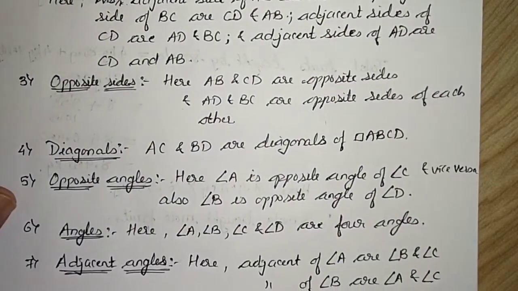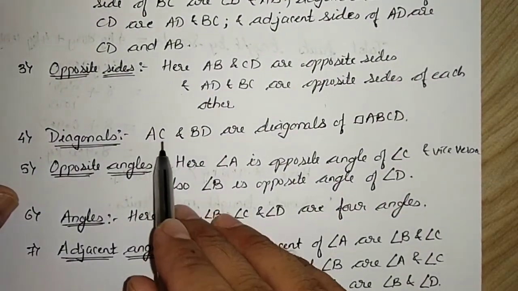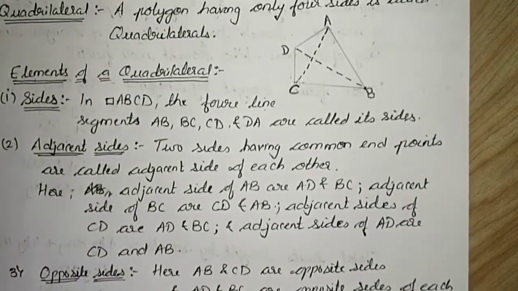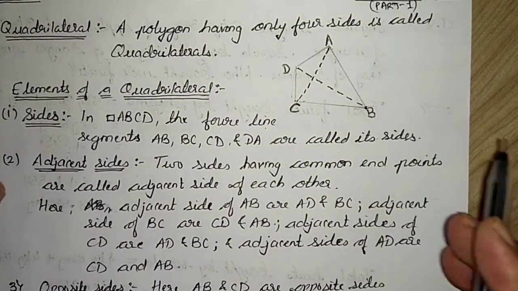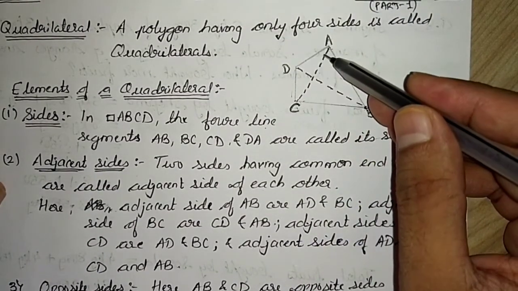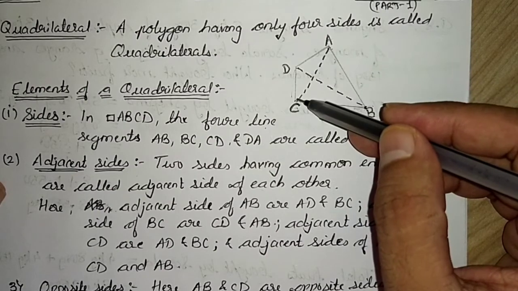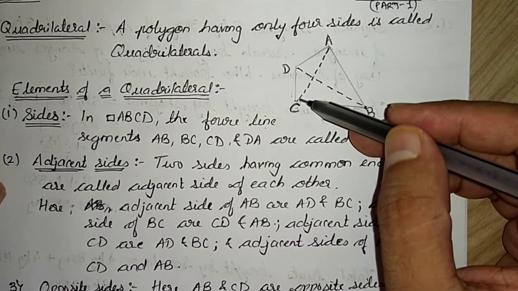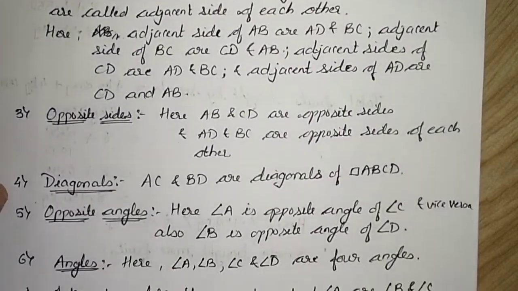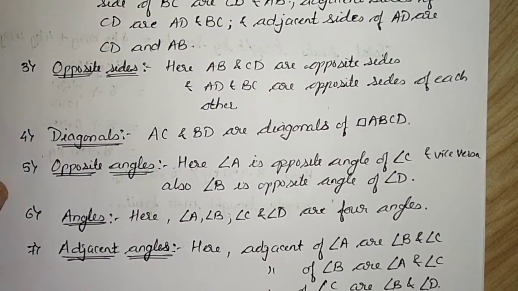Diagonals, I have already given the definition of diagonals and you know it very well. So diagonals are AC and BD, joining the vertices, but the vertices must not be adjacent vertices. So it must be vertices other than adjacent vertices. So AC and BD are diagonals.